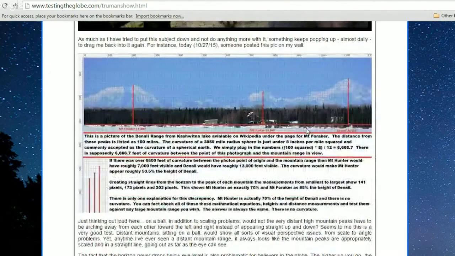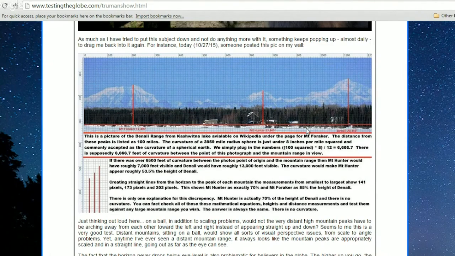As much as I have tried to put this subject down and not do anything more with it, something keeps popping up almost daily to drag me back into it again. For instance, today, October 27th, 2015, someone posted this pic on my wall, and it's a picture of the Denali Range from Kashwitna Lake, available on Wikipedia under the page for Mount Foraker. I'm not sure how you pronounce that. The distance from these peaks is listed as 100 miles.